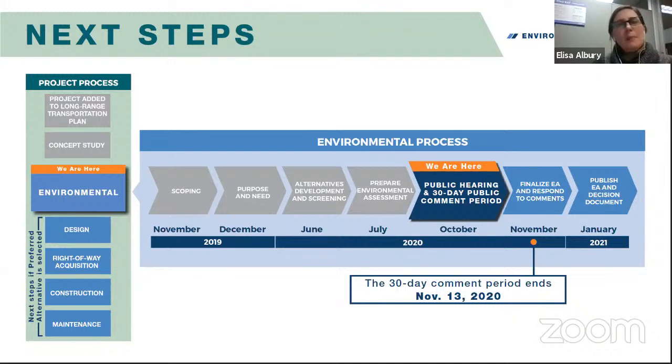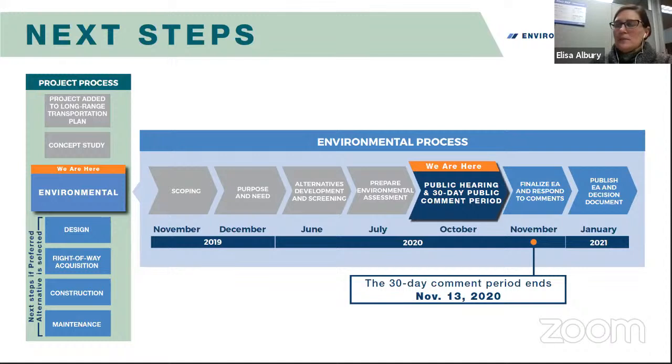Once the public comment period ends on November 13th, we'll move into processing all the comments that we receive through email, through posting on the project map, and the voicemail comments that we receive tonight. We'll be transcribing those comments and then providing responses. We'll finalize those comments and make any changes to the document that we need to as a result of the comments people provide. Then our goal is to publish the finalized EA as well as a decision document in early January.